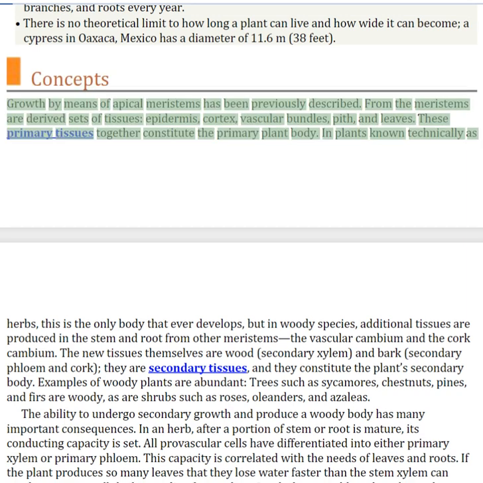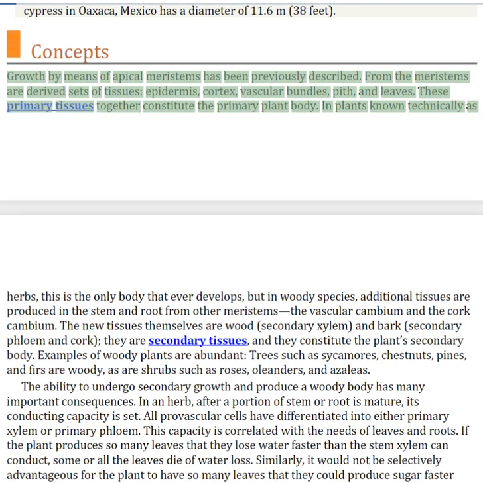Concepts. Growth by means of apical meristems has been previously described. From the meristems are derived sets of tissues: epidermis, cortex, vascular bundles, pith, and leaves. These primary tissues together constitute the primary plant body.